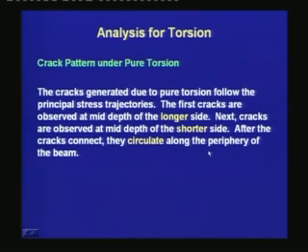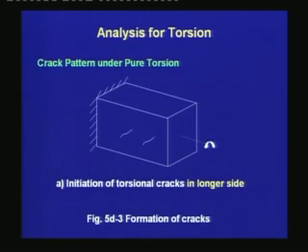Let's try to understand with the help of the diagram. What we see here is that the first cracks occur at the mid-depth of the longer side. They are inclined at 45 degrees to the axis of the beam, and this is the first stage of initiation of torsional cracks in the longer side.